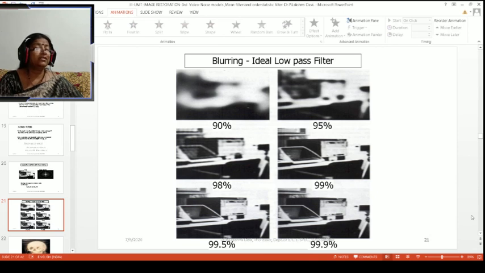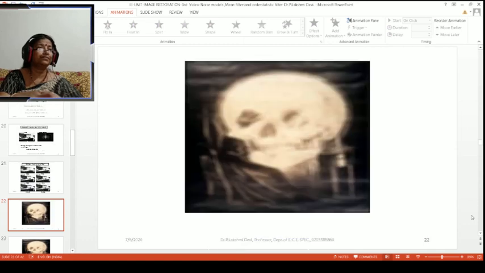With this we can understand that as the concentric circle radius increases, we are in a position to minimize the blur and maximize the identification of objects which lie in the images. Let us observe this particular image.